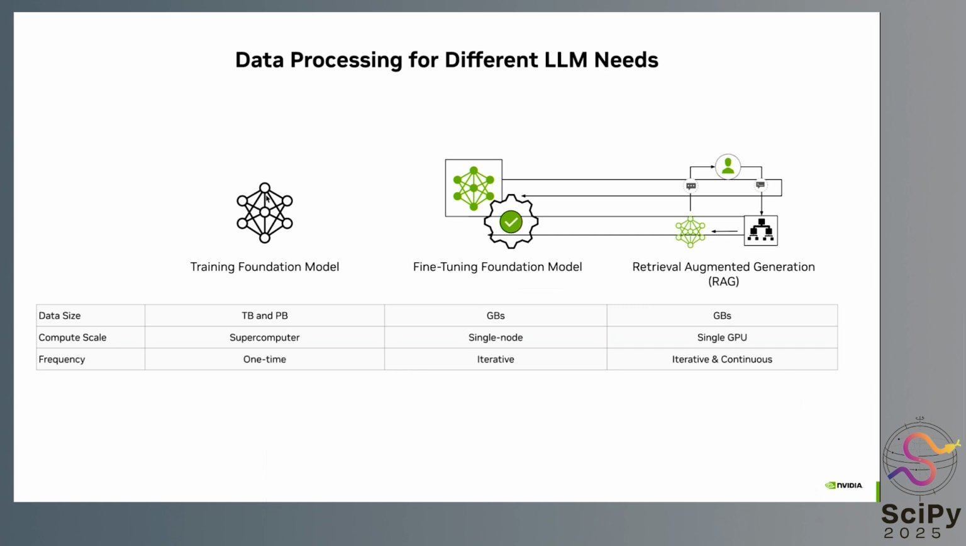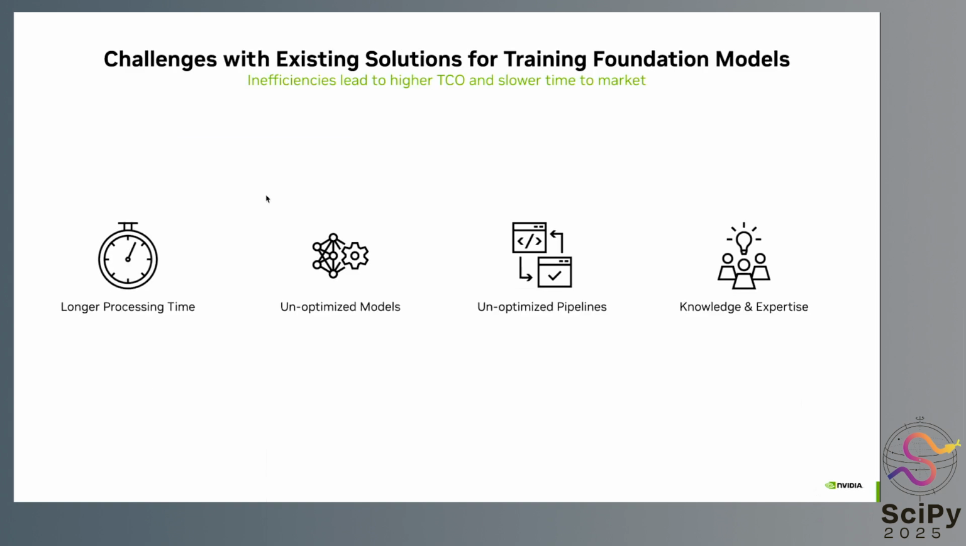As for fine-tuning a foundation model, it usually has a dataset size in gigabytes, and we need a single node to perform the task. And how frequently are we going to fine-tune a foundation model? Not daily, not weekly, maybe monthly. As for the RAG-based workflow, the dataset size we need is in gigabytes, and we need at least a single GPU to perform it. And we may do it iteratively and continuously. For the purpose of today's workshop, we will only focus on training the foundation model.